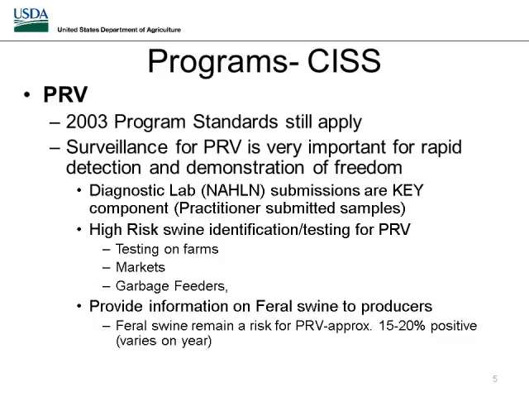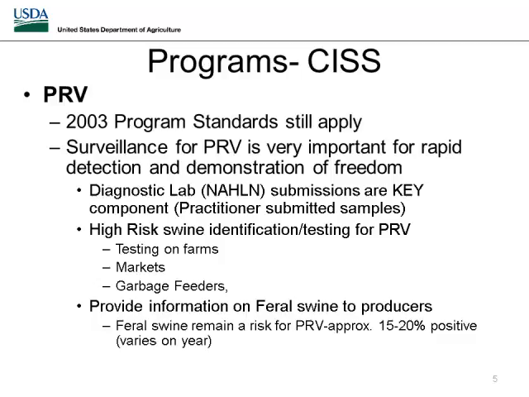We're doing surveillance for rapid detection, including diagnostic testing in our non-labs. That is key for finding disease. High-risk testing around feral swine and high-risk herds. Doing garbage feeding markets, garbage feeders. We're testing markets. We're doing testing on farms in many high-risk states.